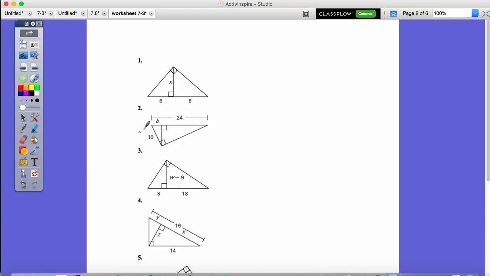For problem number 2, they're asking you to find part of the hypotenuse, and they've given you one of the legs. So we're going to use the geometric mean leg theorem. The leg goes in position 2 and 3. It's the geometric mean. Position 1 is the entire hypotenuse, which is 24. Position 4 is the part of the hypotenuse attached to the leg. That's 24 times b.